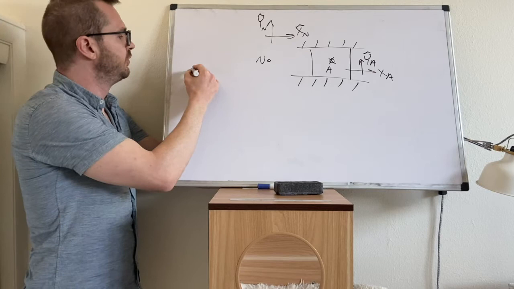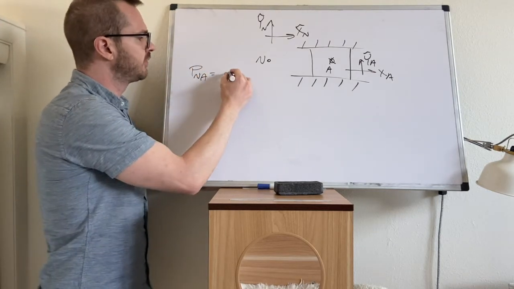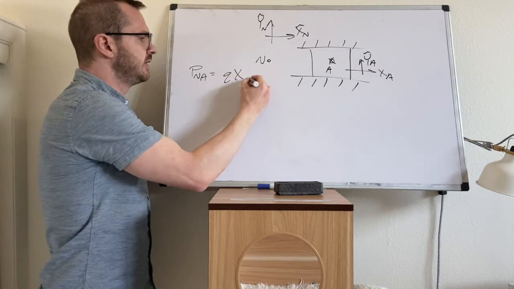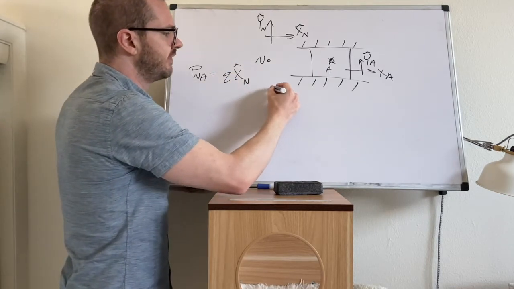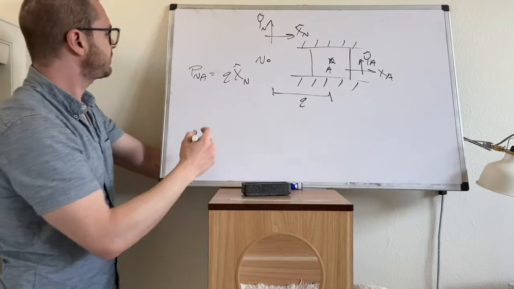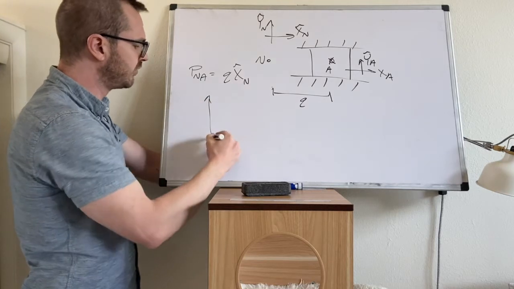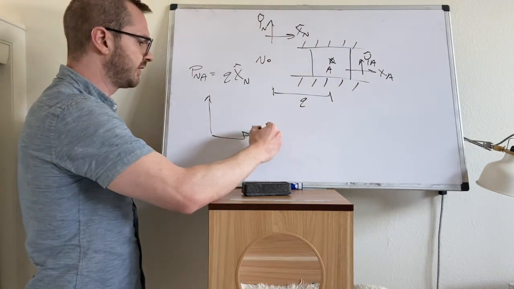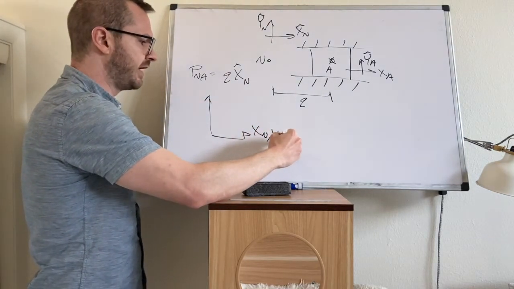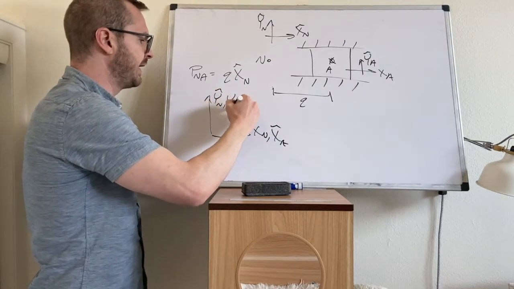Next, let's do position vectors. So the position from N to A is going to be some translation in the x hat n direction. Here's that variable q. And the rotation between the A frame and the N frame, there is no rotation. So xn equals xa and yn equals ya.